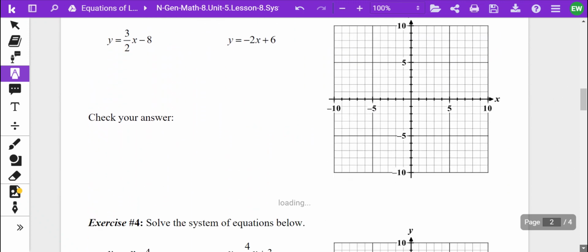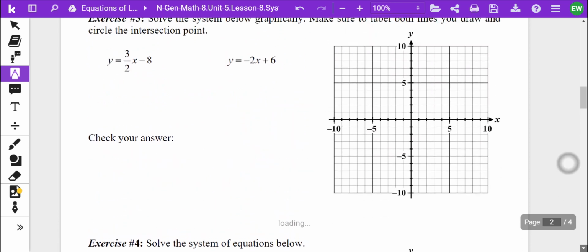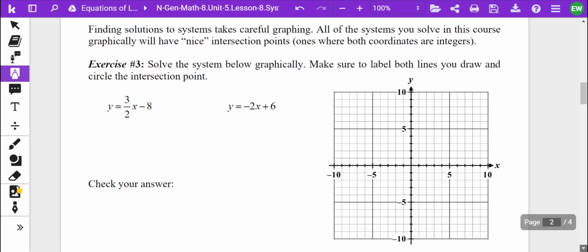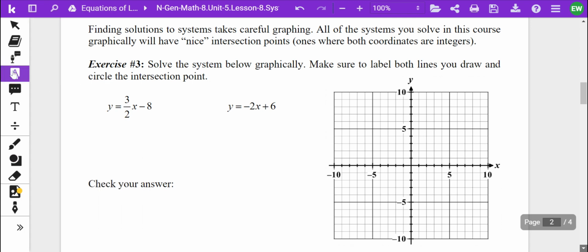So we have exercise 3 and exercise 4 are the exact same things that we were doing. So what I'm going to do is I'm going to pause and I'm going to let you try to work these out, and we're going to check so this video doesn't take so long. All right. But I already talked about this note. Finding solutions to a system takes careful graphing.